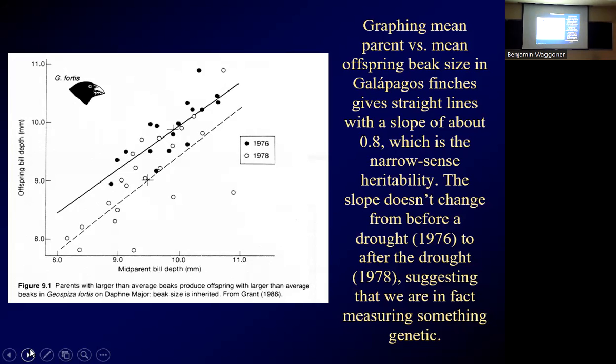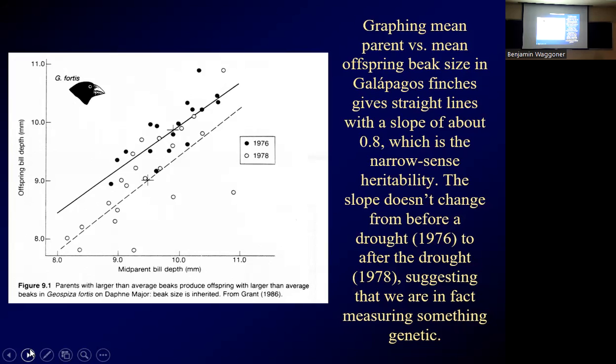After the drought, notice that the line shifted, but the slope is still about the same. The line shifted, but it didn't pivot. That suggests that we had a big environmental change, and what that does is shove the line over, but the slope is still nearly the same. So that suggests that we have a change in environment, but we haven't really had a change in genes here, that we're measuring something genetic.